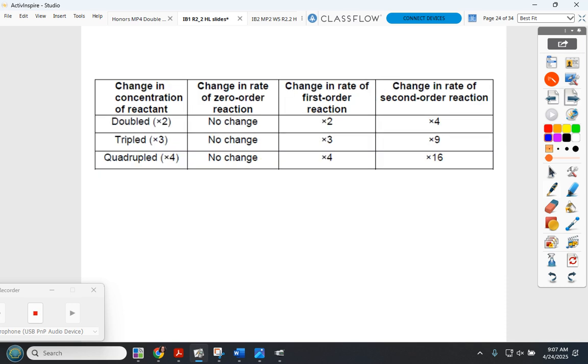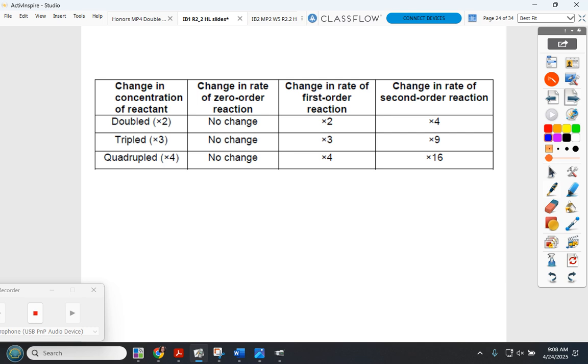Here we can see in this table, which I think is the bottom of the page, a more intuitive way of looking at this. If we were to double, triple, or quadruple the concentration of a particular reactant, and the reaction is zero order with respect to that reactant, there's going to be no change in the rate. We could double it, triple it, quintuple it. It won't matter. The reaction's still going to have the same rate.